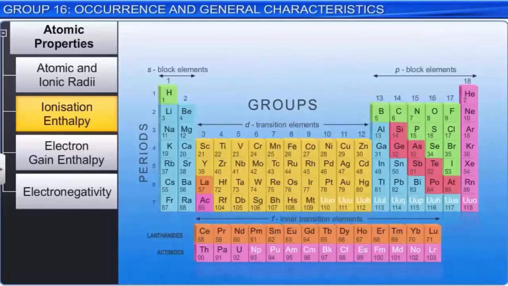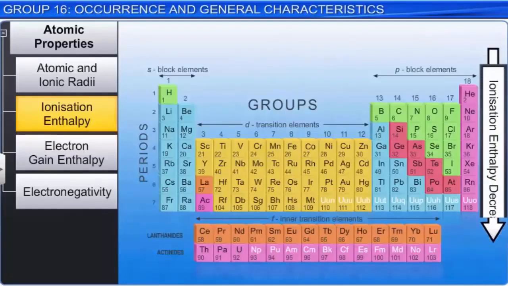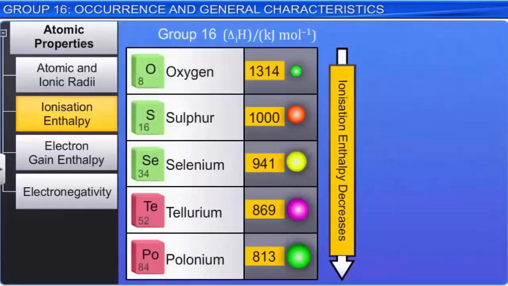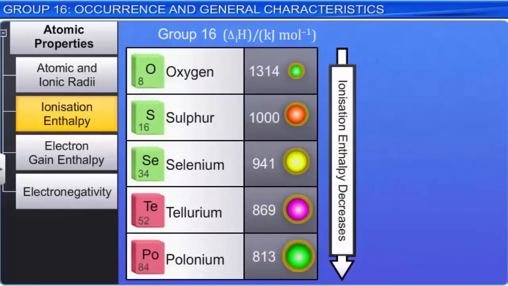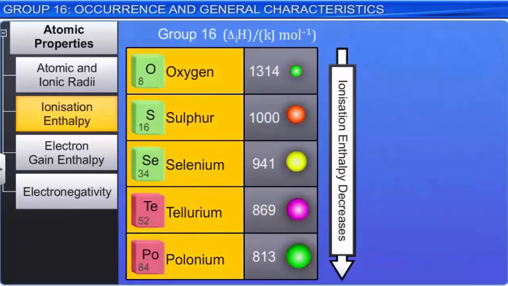You already know that as we move down a group, ionization enthalpy decreases with an increase in the size of the atom. In group 16 elements too, the ionization enthalpy decreases with an increase in the size of the atom from oxygen to polonium.